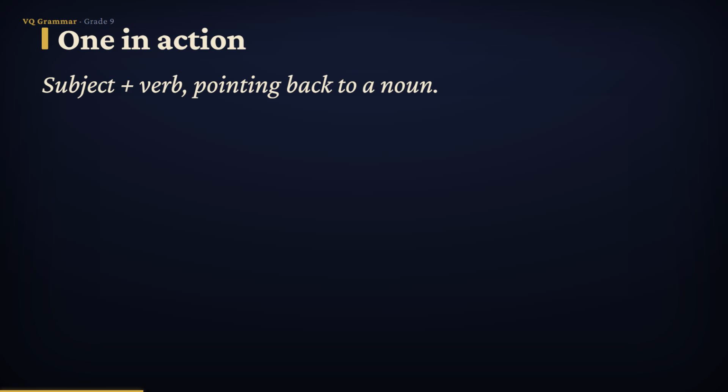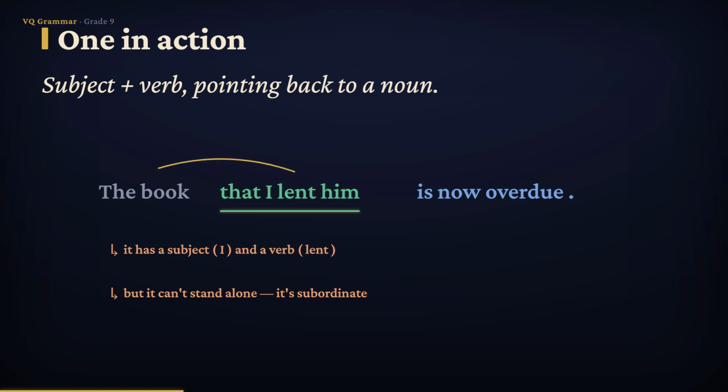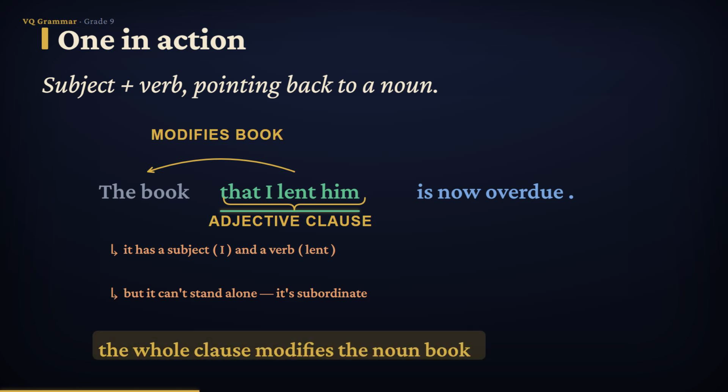Look at this sentence. The book that I lent him is now overdue. The clause here is that I lent him. Notice it has a subject, the word I, and a verb, the word lent. So it truly is a clause. But it can't stand on its own. Say those words by themselves and you're left hanging. That's why we call it subordinate. And what is the clause doing? It points right back at the noun book, telling us which book we mean. This whole group of words modifies the noun book, and that makes it an adjective clause.